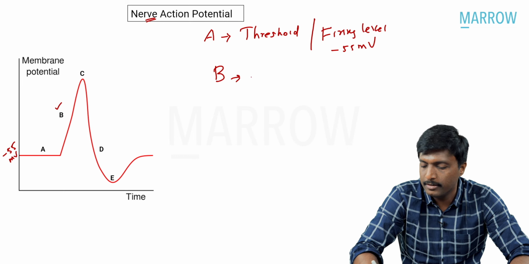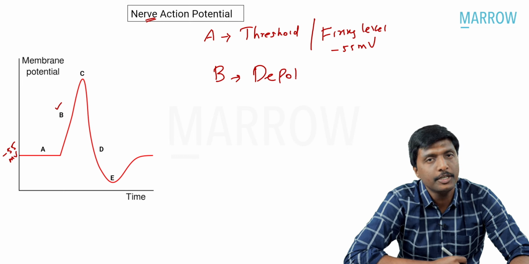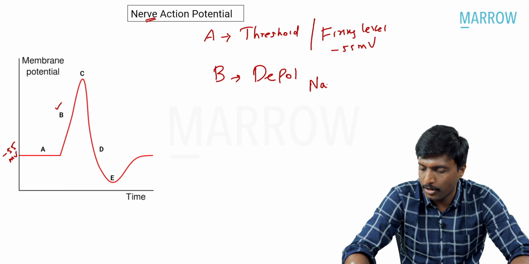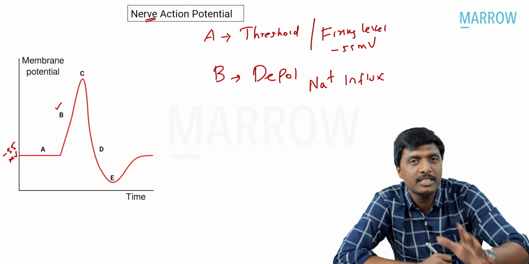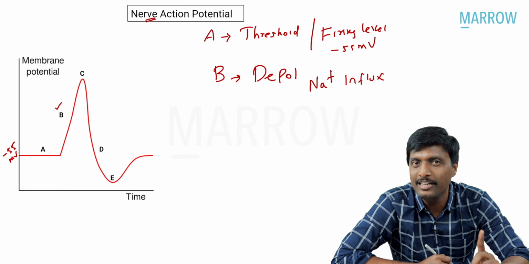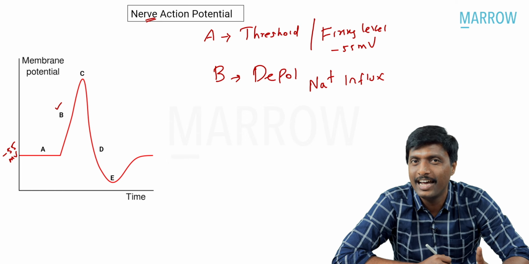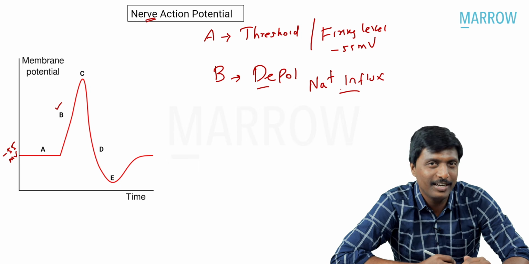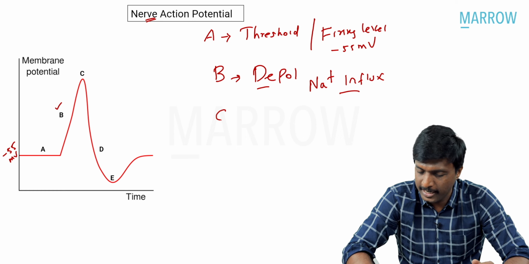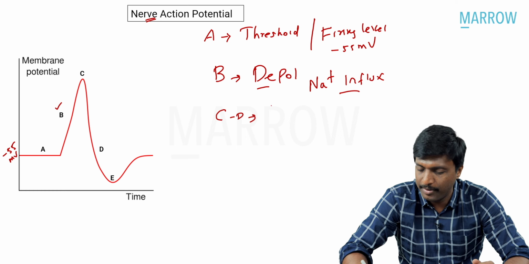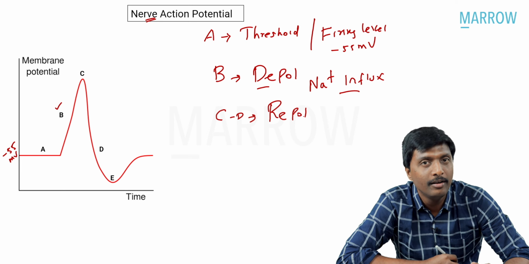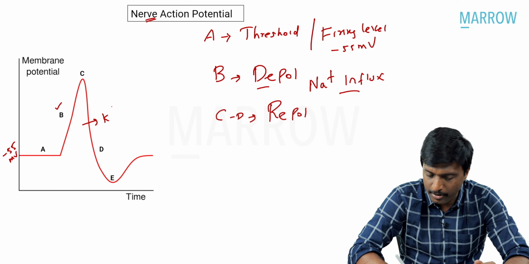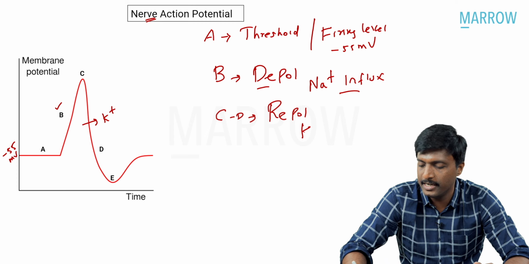What is this B, sir? This B is our depolarization, which is exclusively because of sodium ions coming inside, sodium influx. A quick flashback. SA nodal potential depolarization was due to calcium influx. Nerve action potential depolarization is due to sodium influx. What about this point C to D, sir? Obviously, it is our repolarization. Repolarization means potassium ions will move out. The reason is potassium efflux.